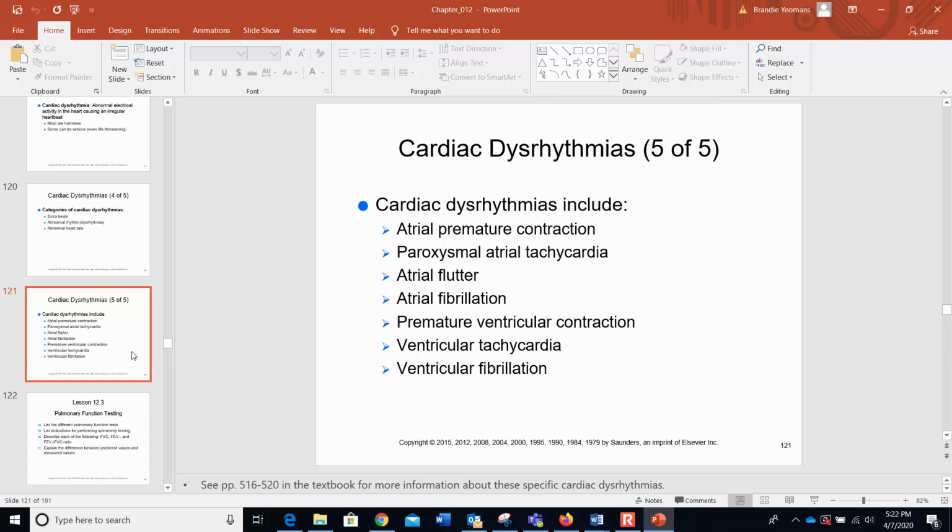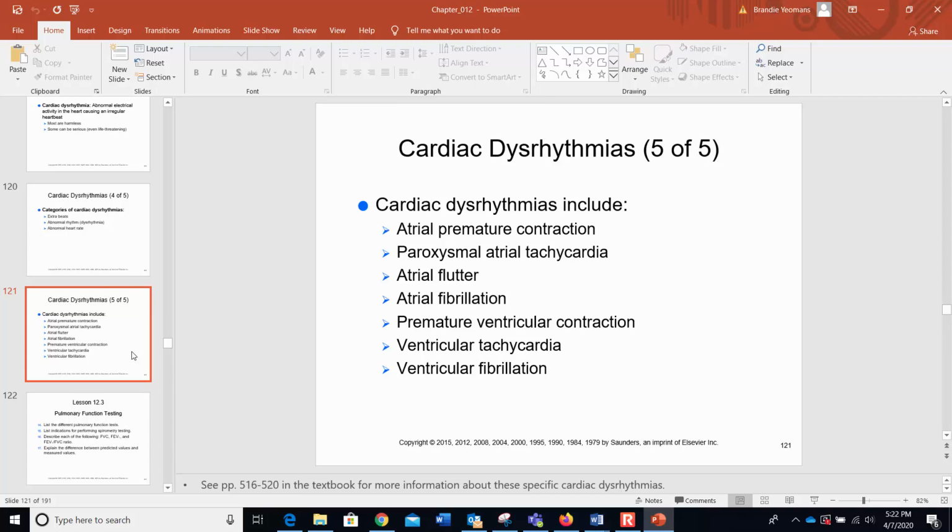But what happens here, this makes a big problem for us. There's no effective ventricular pumping action. So that messes up the circulation. All right, so it's the most deadly and it needs to be treated immediately or it can lead to sudden death.